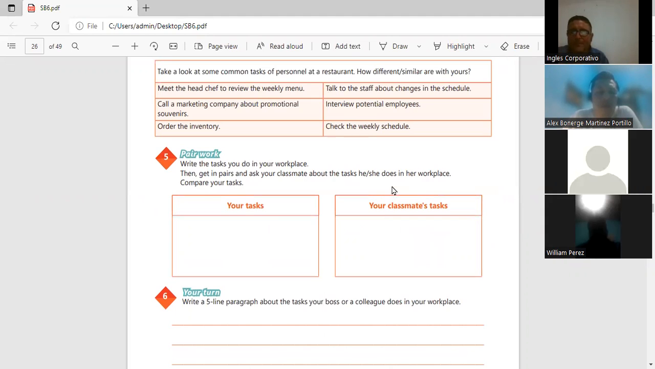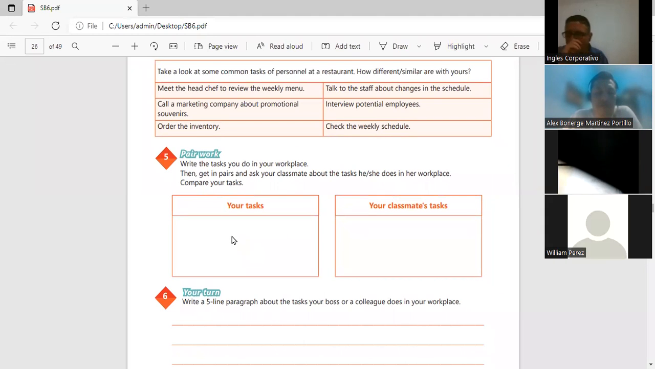No questions, teacher. Okay. So aquí vamos ya directamente a lo suyo. Como les decía, some of you guys, well, all of you guys come from different companies, different positions, different departments. So aquí va a poner, write the tasks you do in your workplace. Aquí donde dice your tasks, you're going to have to write 5 of your tasks, 5 de sus responsabilidades que usted tiene en su trabajo.